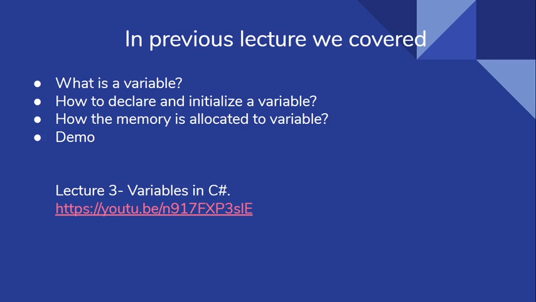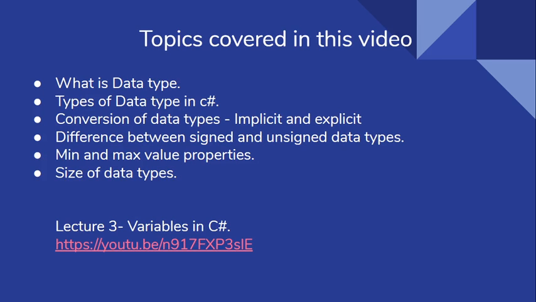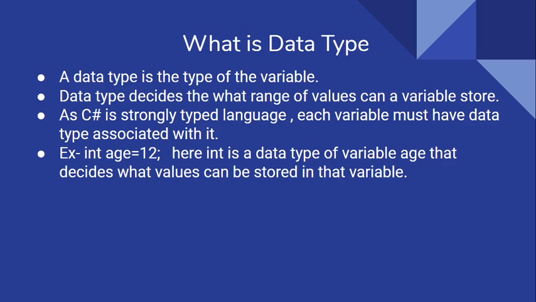of this tutorial series. In this lecture, we'll see what is a data type, then what are the types of data types in C#, how we can convert one data type to another either implicitly or explicitly, and what are the differences between signed and unsigned data types, what are the minimum and maximum values that can be assigned to a data type, and the size of the data type.